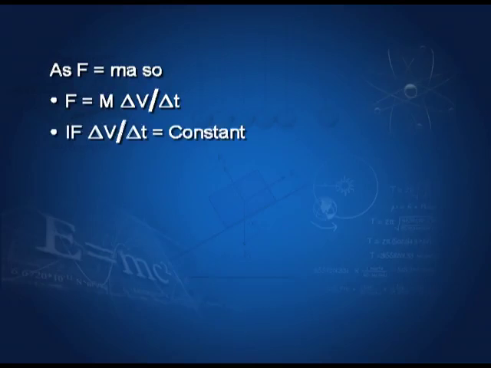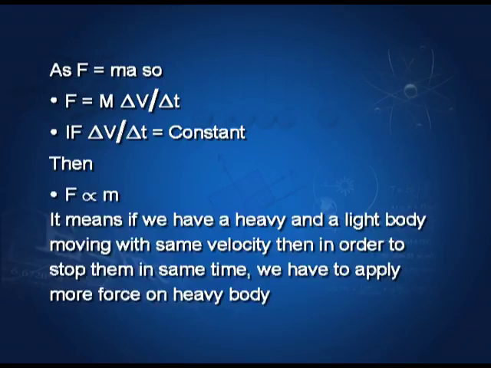As F equals m a, so F equals m delta v upon delta t. If delta v upon delta t is constant, then F is directly proportional to the mass of the body. It means, if we have a heavy body and a light body moving with the same velocity, then in order to stop them in the same time, we have to apply more force on the heavy body.